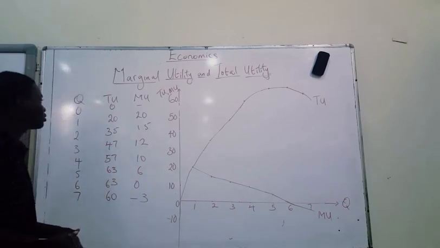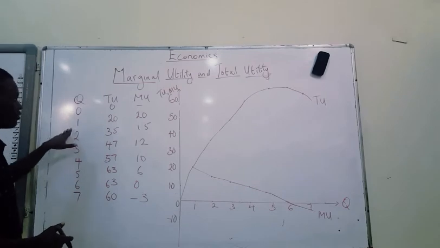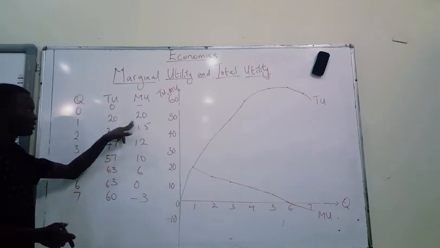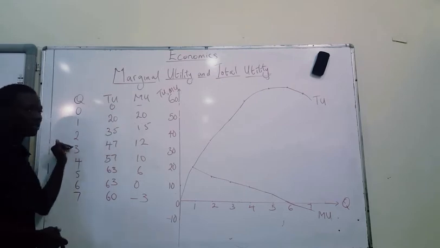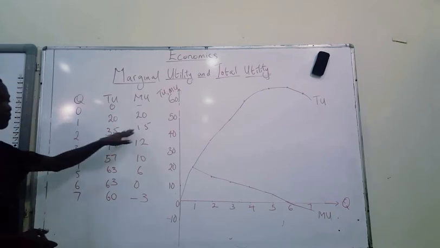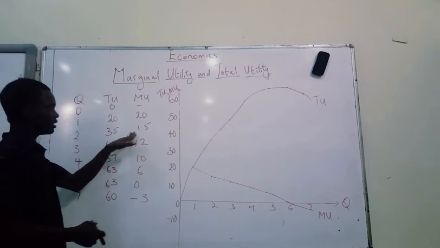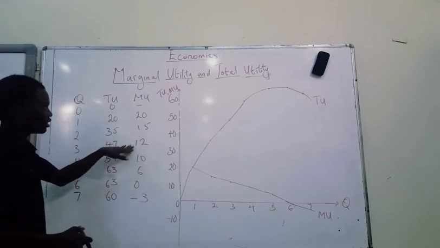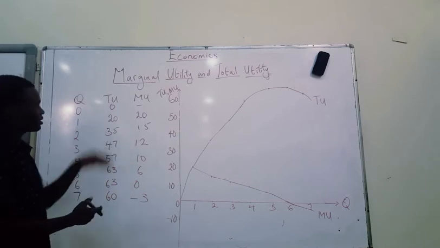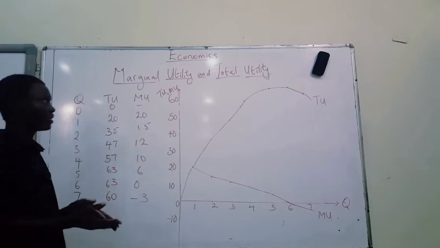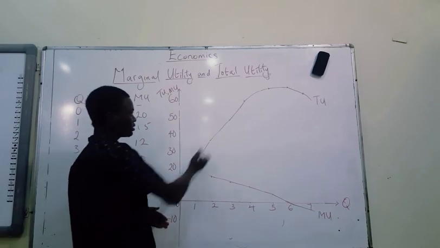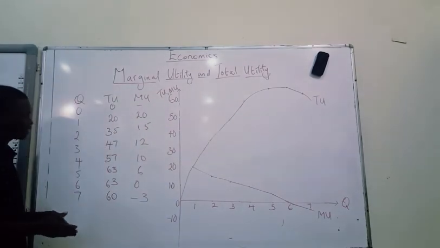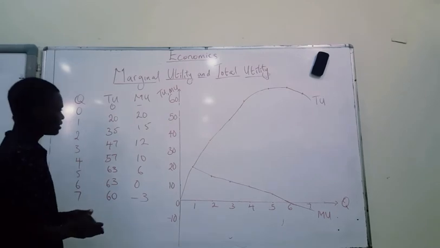For example, when the consumer was consuming 1 unit of the commodity, the marginal utility was 20. When it started consuming the second unit, it derived a marginal utility of 15 from that. So we discovered that marginal utility isn't decreasing that fast. That is why we have a steep slope along this side. The slope becomes gentle later on when marginal utility starts to decrease at a very fast rate.